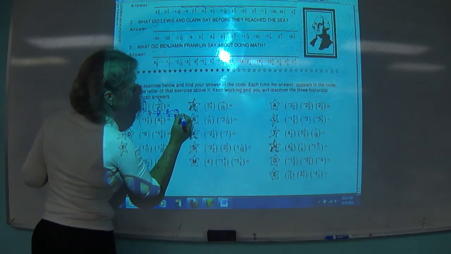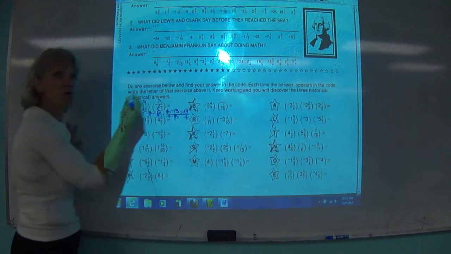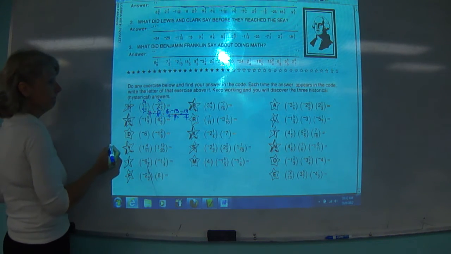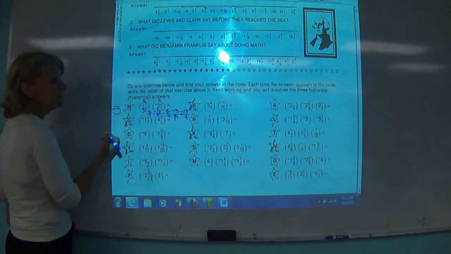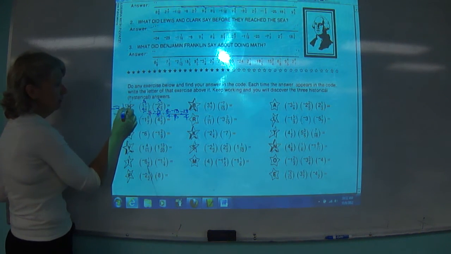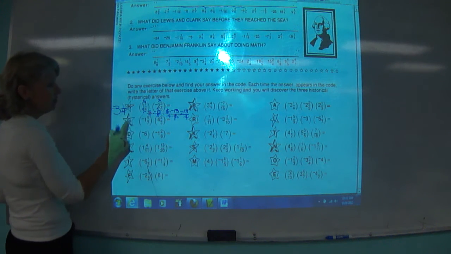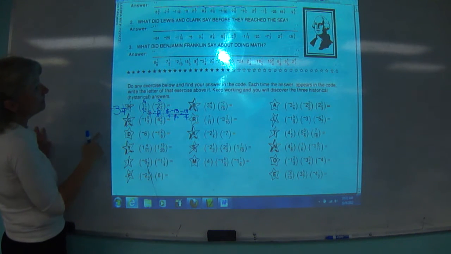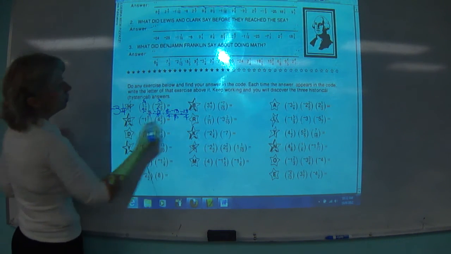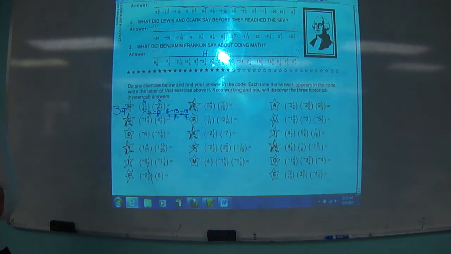So you get negative 13/4. How many 4s in 13? 3. And we know it's negative. 3 with how many left over? 1. And what's the new denominator? 4. So h is negative 3 1/4. So wherever you see negative 3 1/4, you write the letter H. All right? Yes?